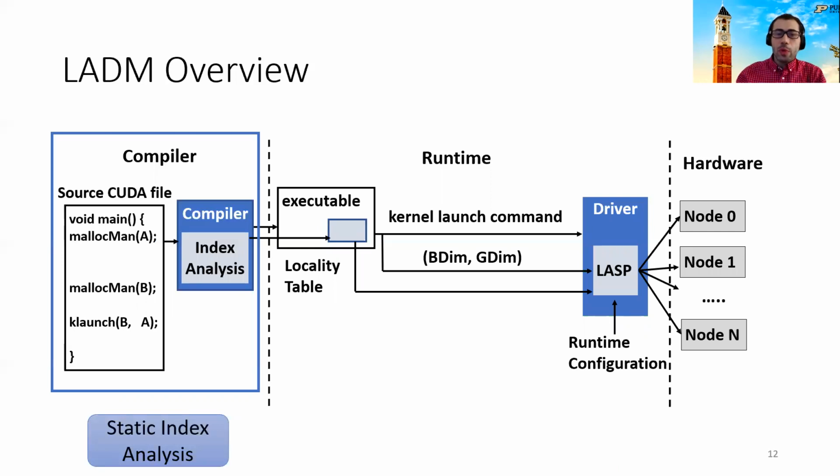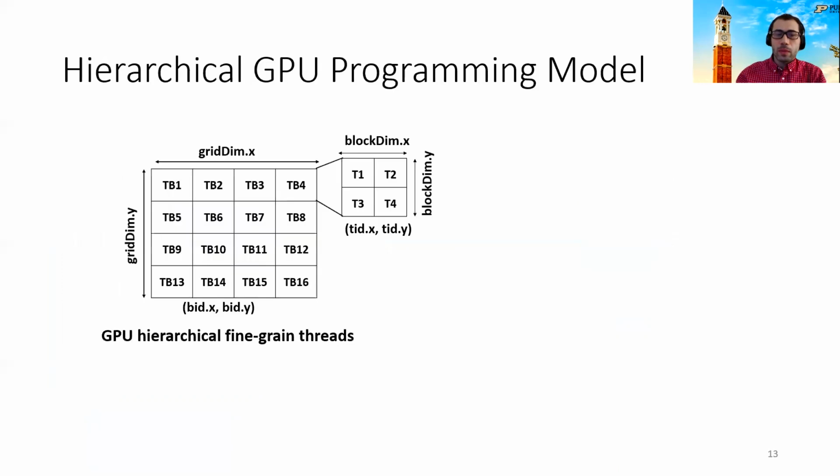Now we'll discuss each component in detail, and we start with our static index analysis. The GPU programming model introduces new challenges in the design space for NUMA systems. The GPU employs hierarchical threading, in which the thread grid is composed of a multidimensional grid of thread blocks, and each thread block itself is composed of multidimensional fine-grained threads.